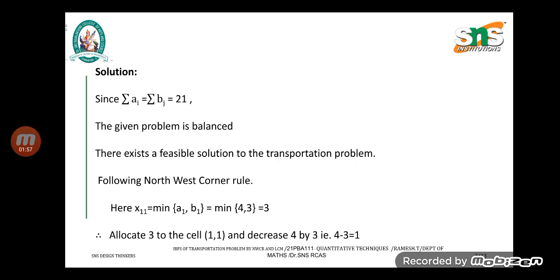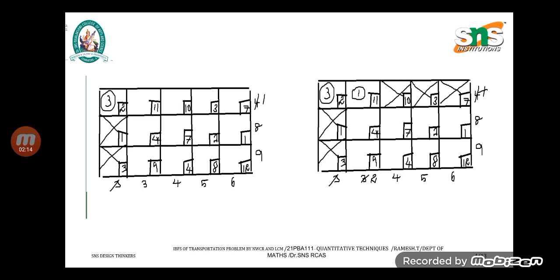Now we apply the northwest corner rule. We find the initial transportation cost and the initial basic feasible solution also. Here first we check the northwest corner cell, that is, the minimum of A1 and B1. In this cell we get the minimum of 4 and 3, that is equal to 3. So first we choose the northwest corner cell. In the first cell the unit cost is 2, its corresponding supply is 4 and the demand is 3.